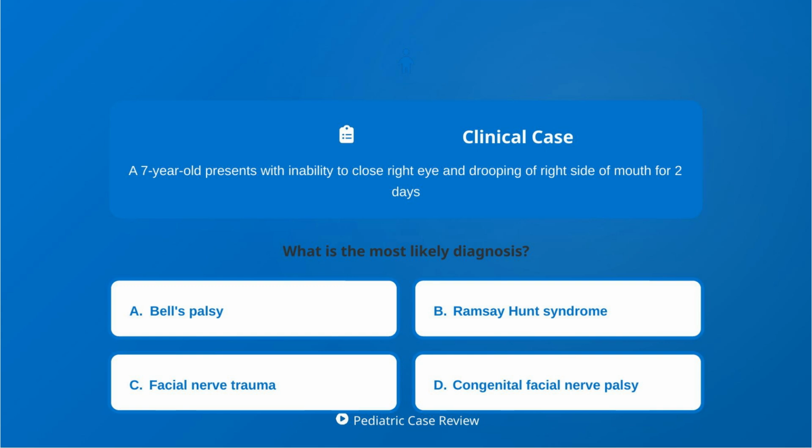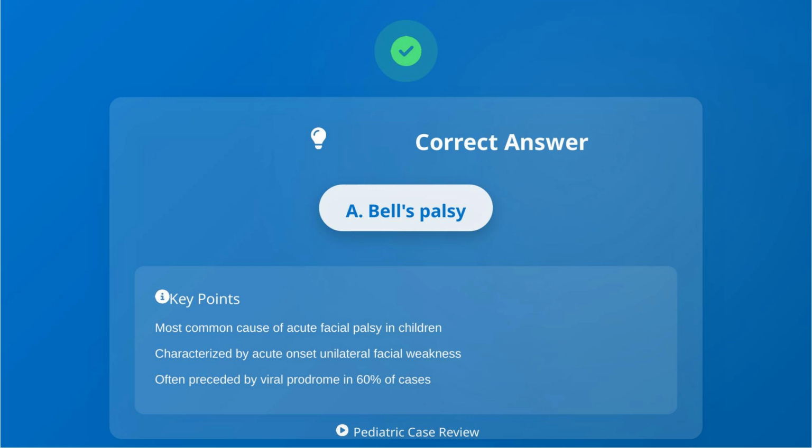Let's begin with a case. A 7-year-old child presents with a 2-day history of inability to close the right eye and drooping of the right side of mouth. The symptoms appeared suddenly. What is the most likely diagnosis? A. Bell's palsy. B. Ramsay-Hunt syndrome. C. Facial nerve trauma. D. Congenital facial nerve palsy. The correct answer is A.